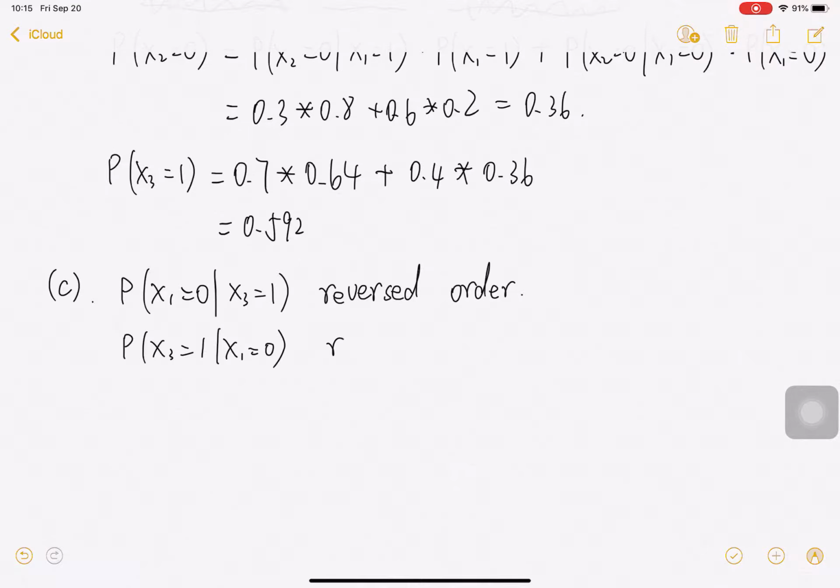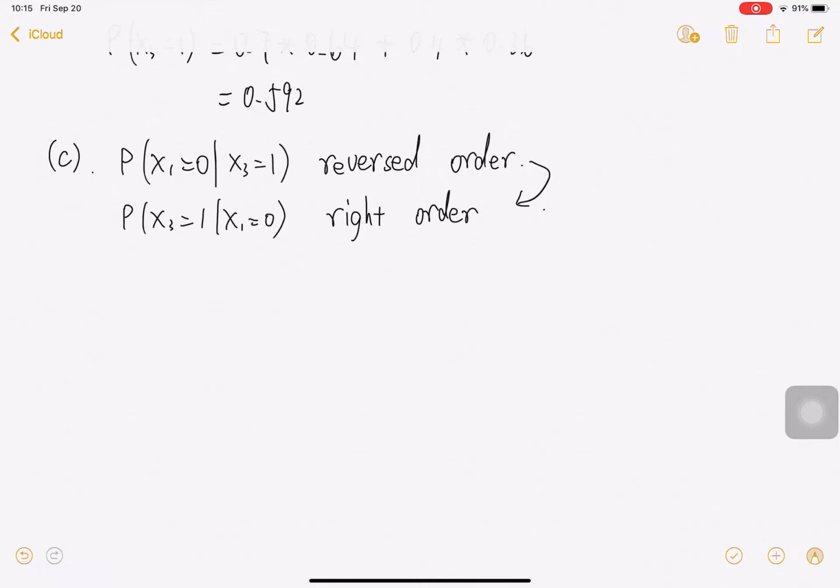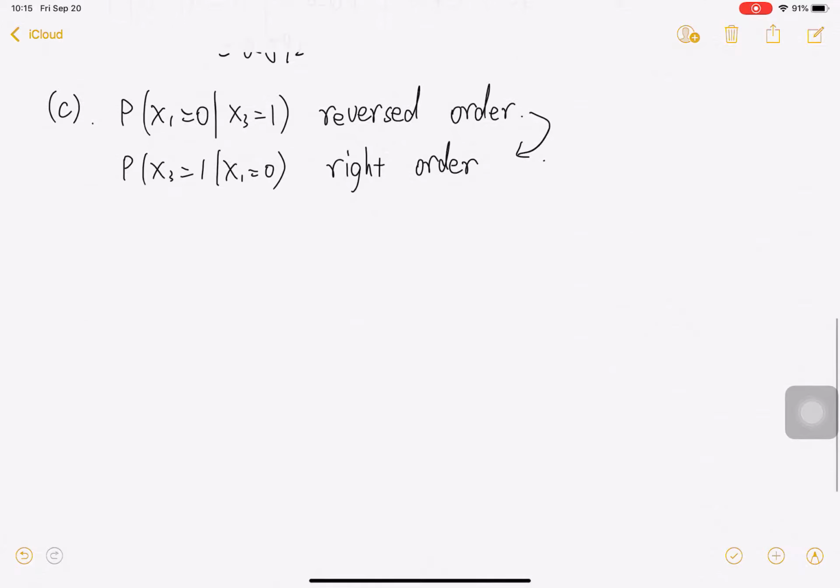Right? This is the so-called right order. So how do we transform this reversed order to this right order? We can use the conditional probability equation here.